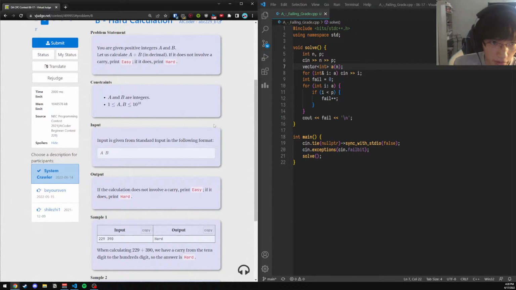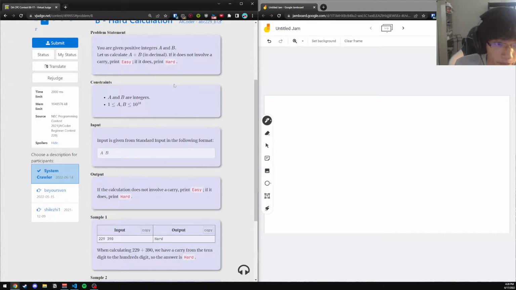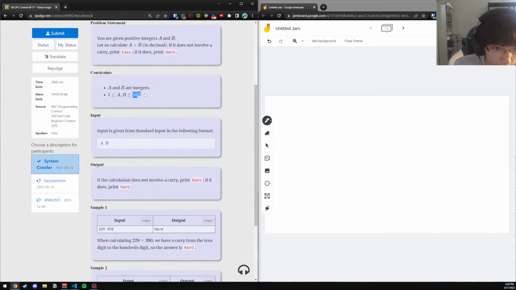Problem B, hard calculation. You're given positive integers A and B. Let's calculate A plus B in decimal. If it does not involve a carry, print easy. If it does, print hard. And these are pretty large numbers. They go up to 10 to the 18.